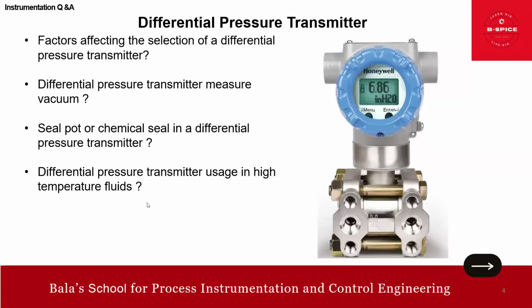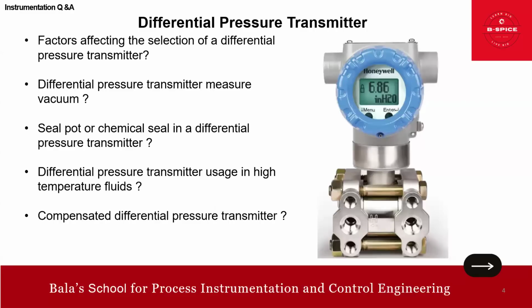Okay, then can a differential pressure transmitter be used with high temperature fluids? Yes, a differential pressure transmitter can be used with high temperature fluids, provided the temperature is within the transmitter specified limits. So a seal pot or cooling element may be used to protect the transmitter from excessive temperature. Same concept as we have discussed earlier. So that is the point here.